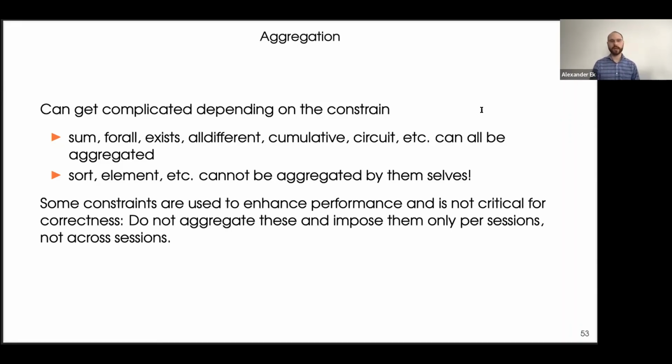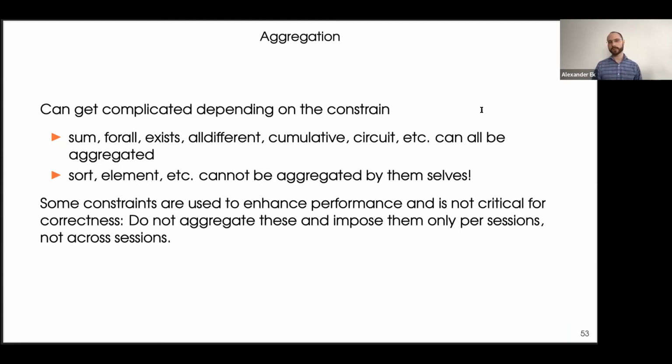What kind of constraints do we have? We have for all, exists, all different, cumulative, circuit, etc. These kinds of constraints can all be aggregated. There are some constraints that cannot be aggregated by themselves. So if you have sort or element, when you add a new object, anything in sort can change, right? So we need to apply some extra rules.